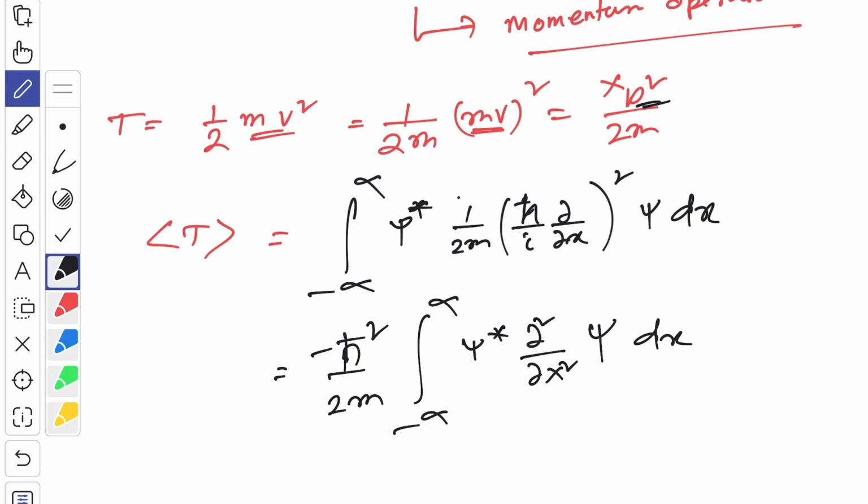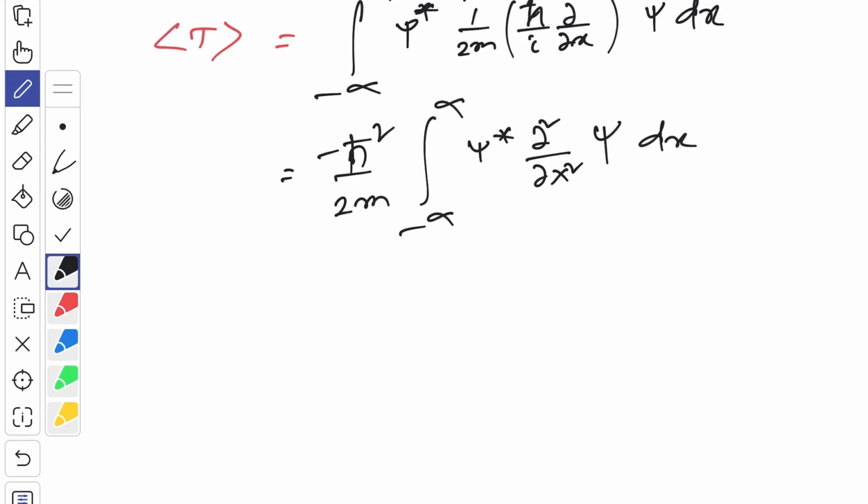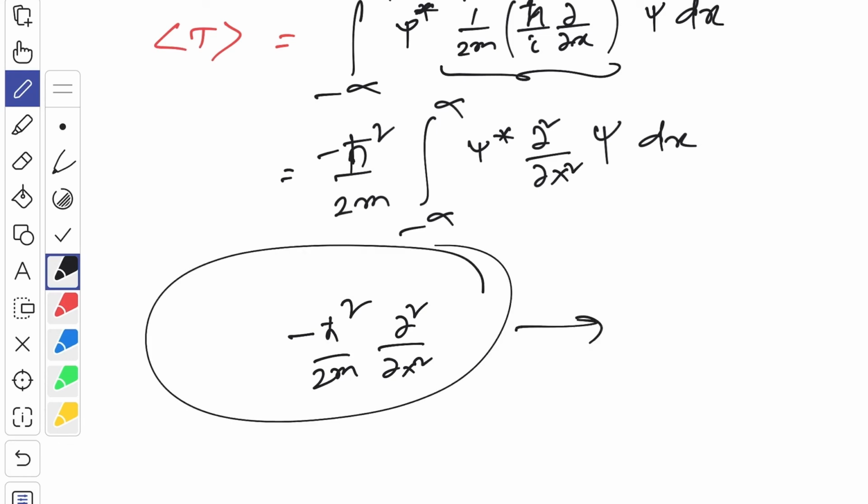So here you see this term, or you can say minus h cut square by twice m del 2 by del x2, and this is nothing but the kinetic energy operator. So hope you have understood this.